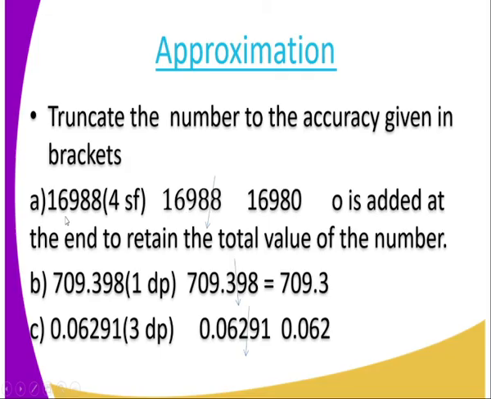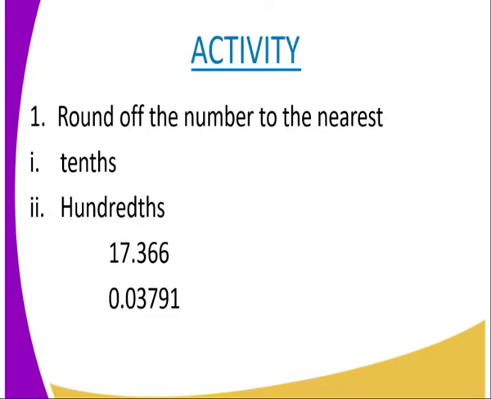But when we come to B, we have 709.39 to 1 decimal place. We cut it off at 3. The rest we forget about. So we get 709.3. The other one is still the same, 0.062. We cut it off and then we forget about the others. That is the way we talk about truncating.